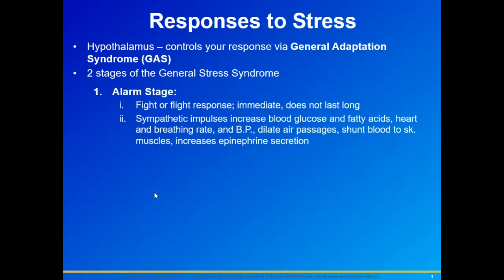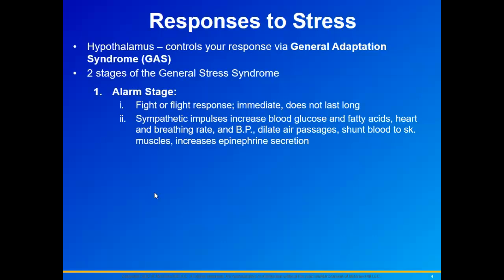One is going to be the alarm stage. And this is going to happen pretty much on at least a weekly basis with everybody. It's your fight or flight response. You wake up late. You're running late somewhere. Somebody scares you. Somebody tells you terrible news that you're actually not going to care about the next month. That's going to be your alarm stage. So it's immediate, not going to last very long. But you have those sympathetic impulses coming through the body.